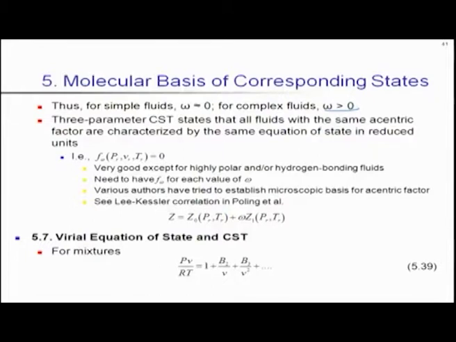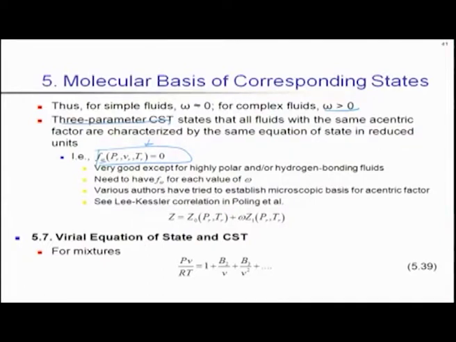The 3-parameter CST states that all fluids with the same eccentric factor are characterized by the same equation of state in reduced units. In other words, we have the same corresponding state principle, but now with 3 parameters. Using this 3-parameter CST, the property can be characterized by this equation of state in reduced form. The w in the subscript indicates that this equation incorporates the eccentric factor.